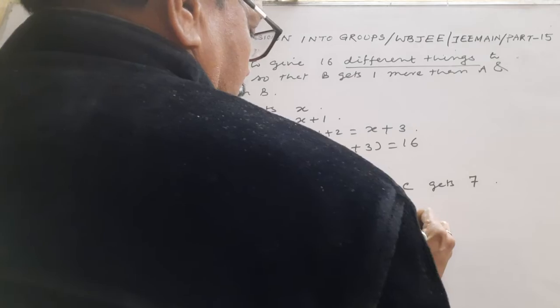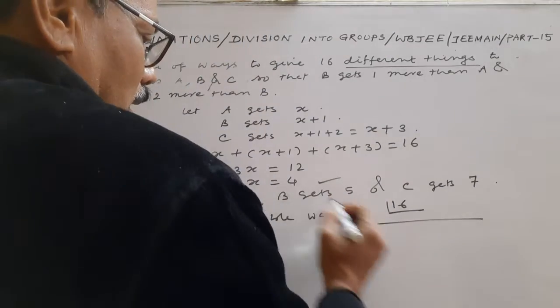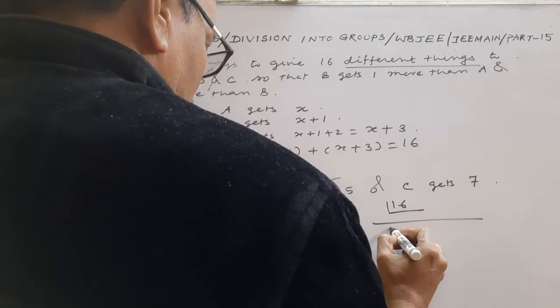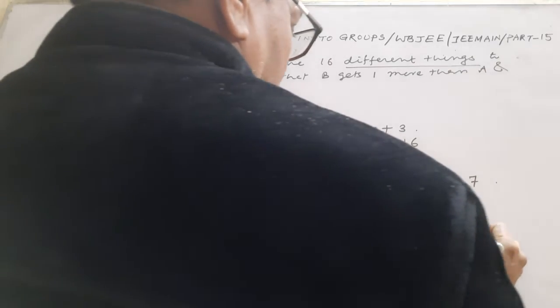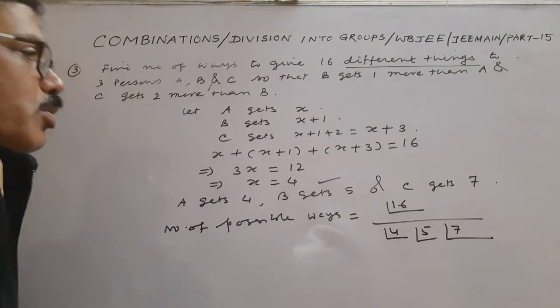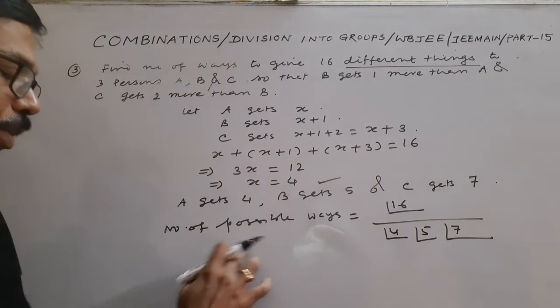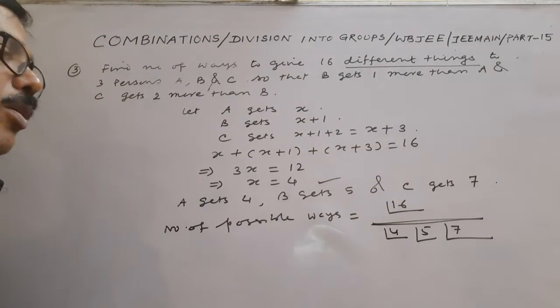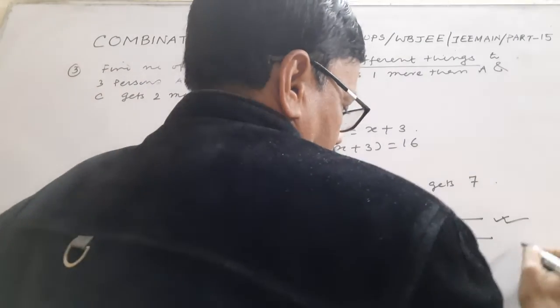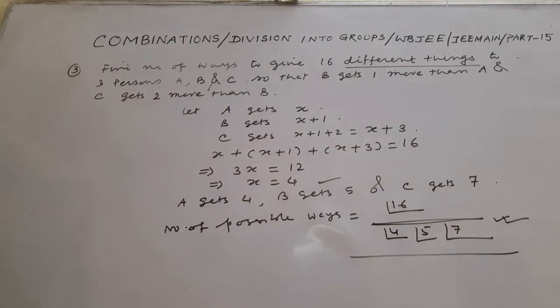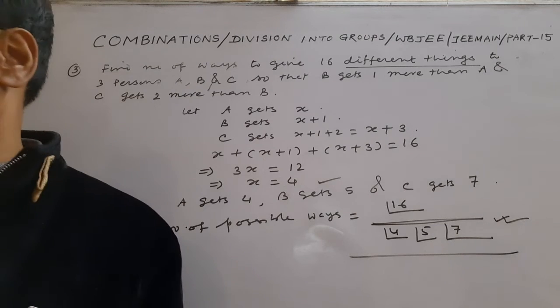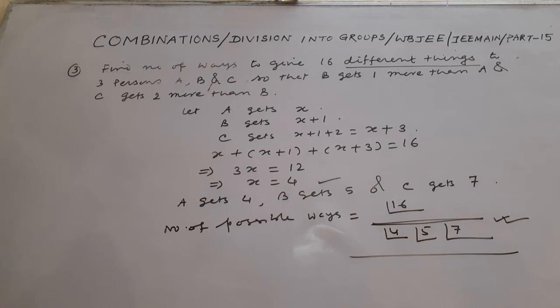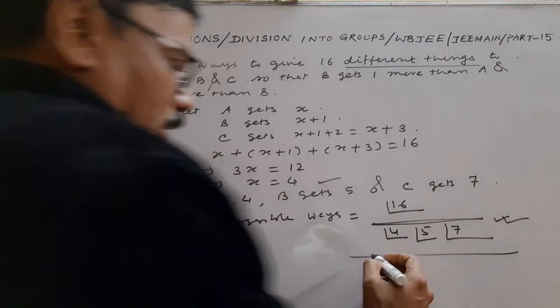The number of possible ways is equal to factorial 16 by factorial 4, then factorial 5, then factorial 7. So it is a simple case when each group contains a different number of things. So this one is factorial 16 by factorial 4 into factorial 5 into factorial 7. You simplify and you get the result.